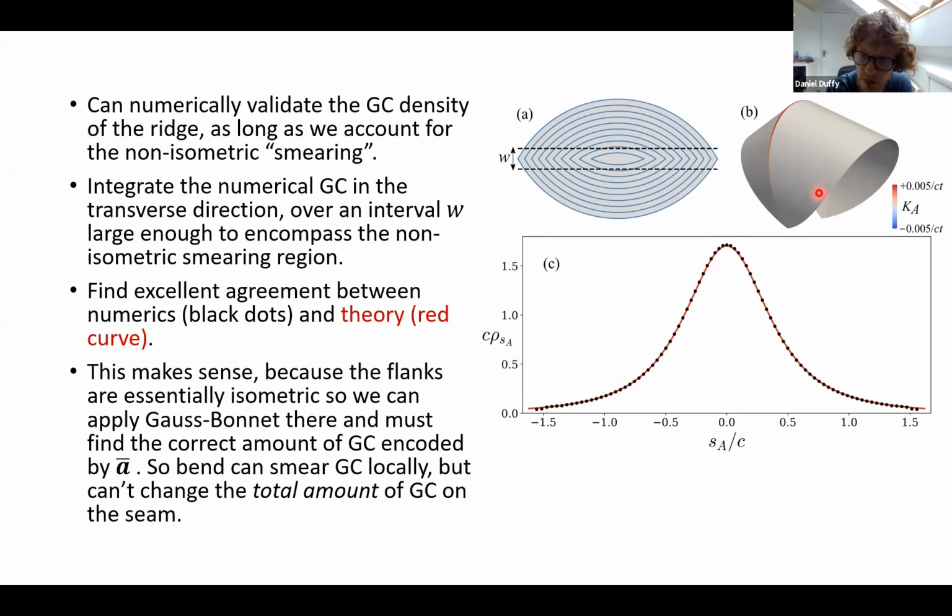And this makes some sense because you can draw a Gauss-Bonnet loop around here through a region which is entirely isometric, essentially. And because it's isometric, that means you must be getting the right amount of Gauss curvature enclosed in an integrated sense by Gauss-Bonnet. And that is what we see. And that fits with the idea then that the crease can smear things out slightly in the transverse direction, but it can't change the total amount of Gauss curvature on the crease. That really is fixed.